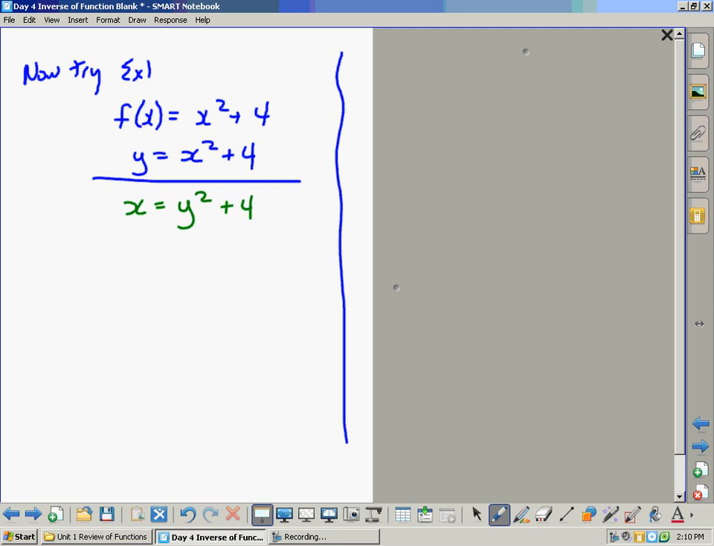Okay, so I've done step 1, replaced y equals. Step 2 is I've switched the x's and y's. And now I've got to do step 3 and rearrange for y.